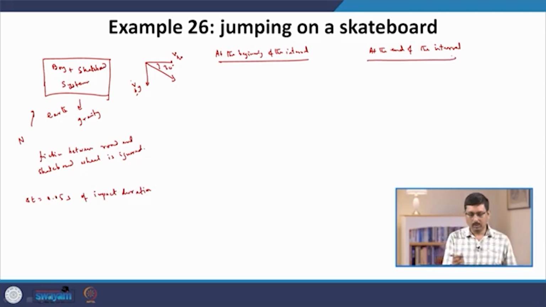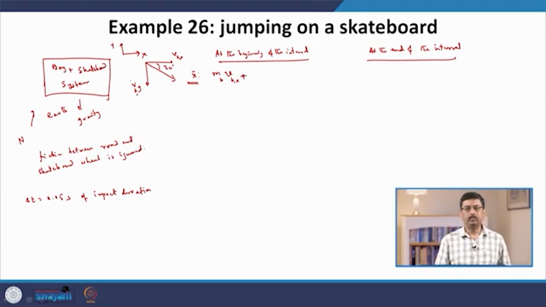So, at the beginning, what was the momentum of the boy? The boy's momentum was its mass, let us say in the x direction. So, this is our x axis and this is our positive y axis. The boy's momentum was mv times x. All the momentums and velocities are, by the way, with respect to the ground. What about the momentum of the skateboard? The skateboard was initially at rest, so its momentum was 0.